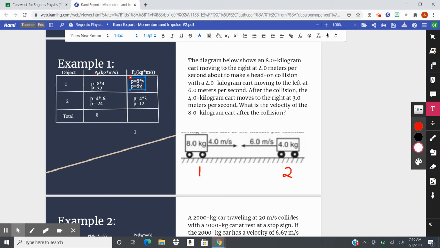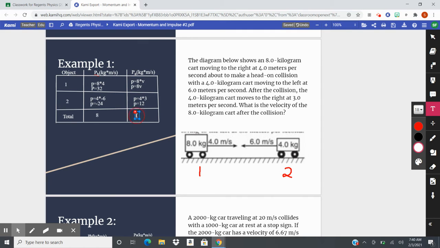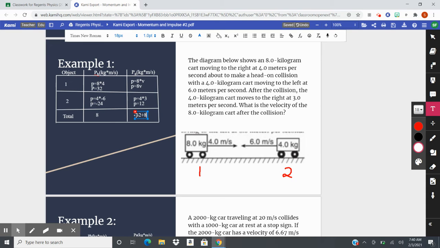Well, now let's add up the momentum after, guys. 12 plus 8V. You cannot add those together because 12 does not have the variable V in it. So this becomes 12 plus 8V. Good. Now, ladies and gentlemen, the biggest thing with conservation of momentum is that momentum before always equals momentum after. That equation is on your reference table. So we are going to say P_B equals P_A.